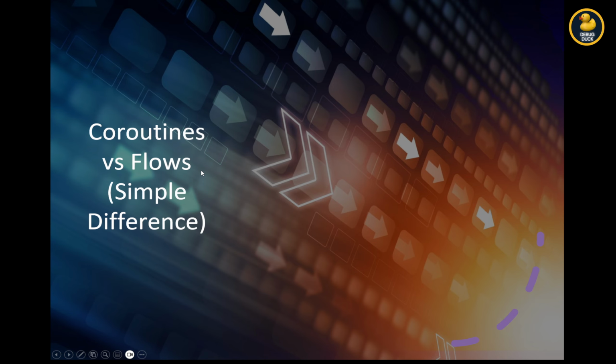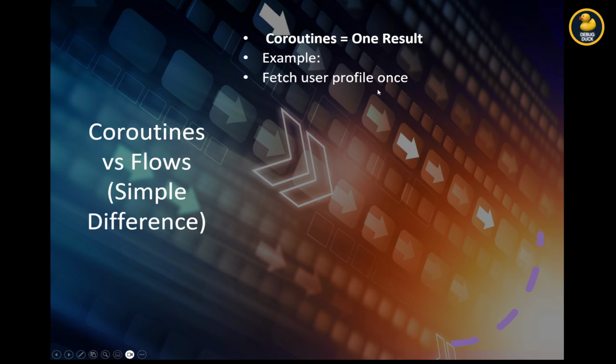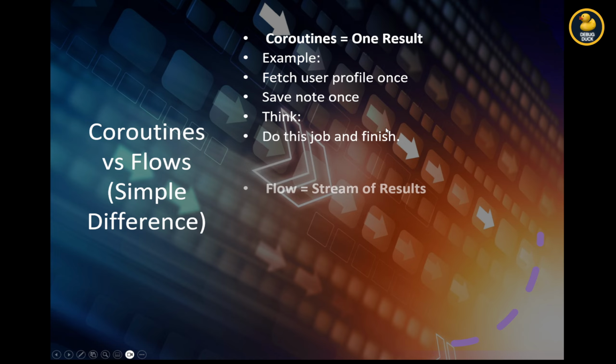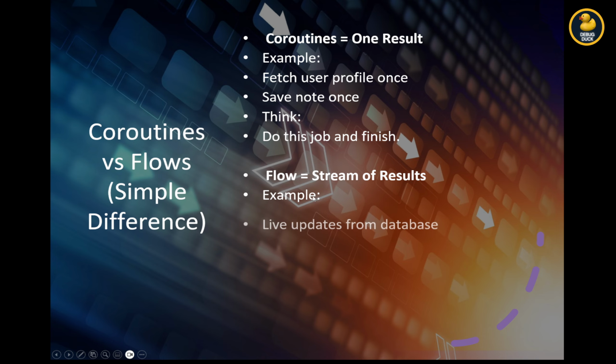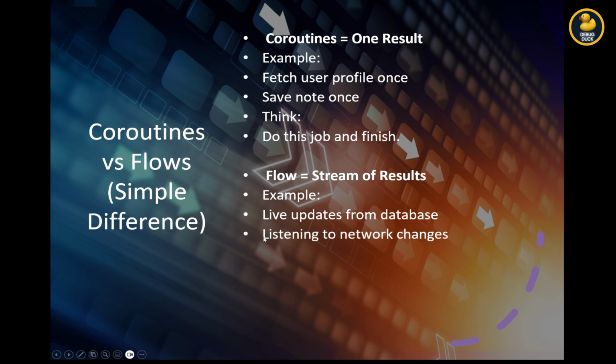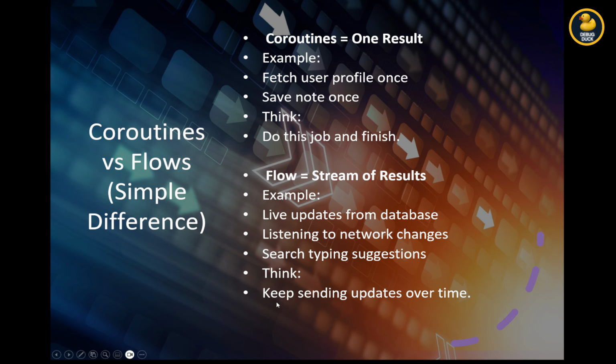Coroutines vs Flow. A simple difference between them. Coroutines: one result. For example, fetch a user profile once or save a note once. Think: do this job and just finish. But Flow means a stream of results. Here is one result only, here is a stream of results. For example, live updates from a database, listening to network changes, search typing suggestions. Think: keep sending updates over time.